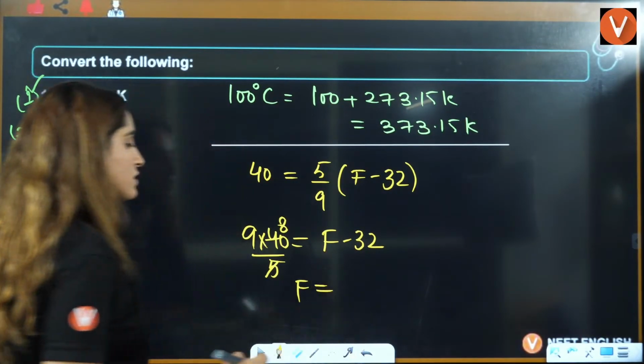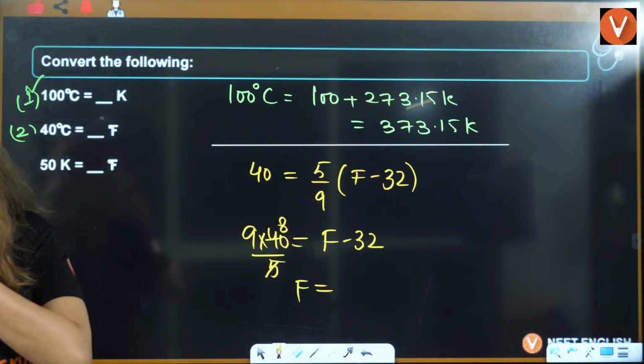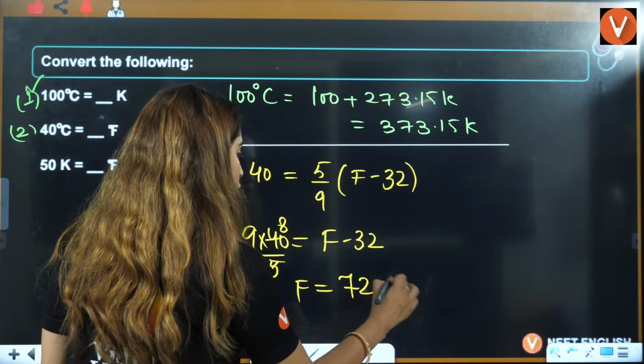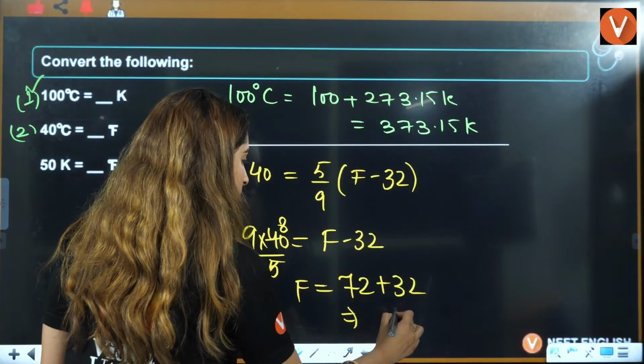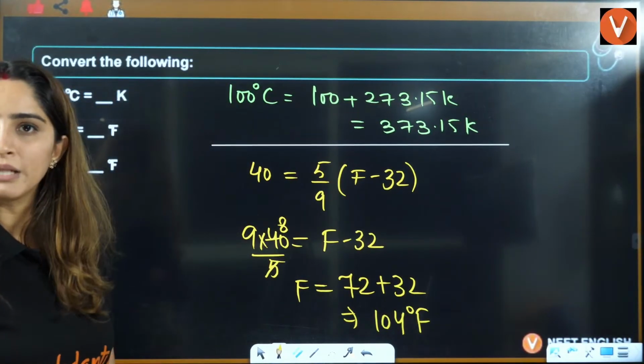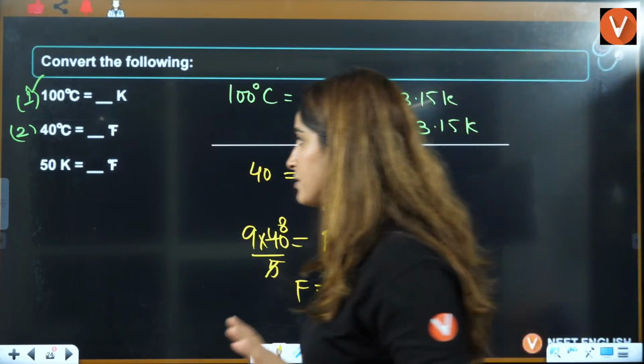Now tell me, what is the value in Fahrenheit? Everyone, let me know. Students, what is the value in Fahrenheit? Very good. All you have to do, most of the part I have already done. Fahrenheit will be 72 plus 32. So it will be 104 degree Fahrenheit. That is going to be the answer. All you have to do is put in the values and you will get your answer.